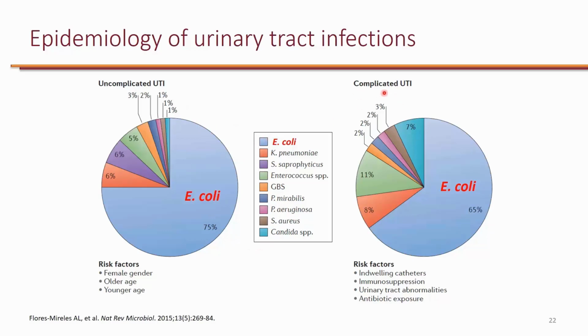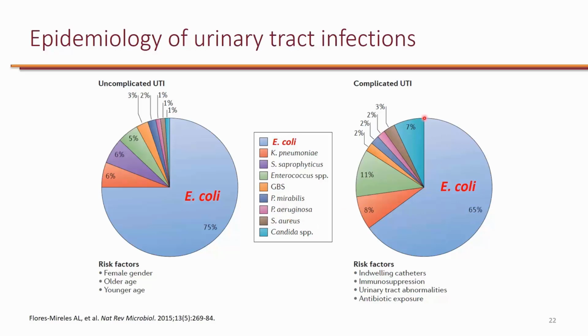And of course, when it comes to complicated UTI, E. coli is still your #1 organism, along with Klebsiella and Enterococcus. However, note that in complicated UTI, you do start to see more Candida species causing UTI, or candiduria as we call it. Now, in complicated UTI, they are more likely to be due to resistant organisms. So, for example, look at Pseudomonas.